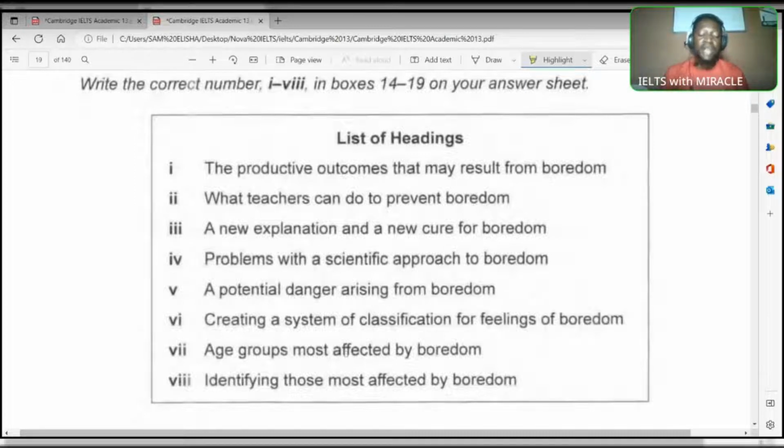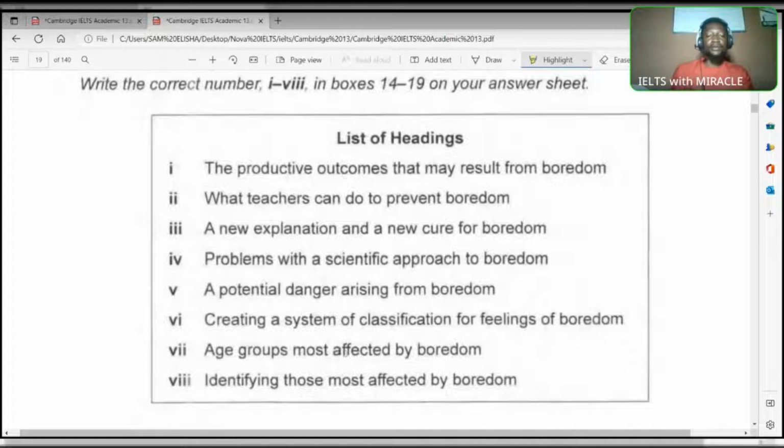The matching heading question type is the only question type in the IELTS reading test where the questions come before the passage, right? You usually will find the questions before the passage. Every other question will come after the passage. Also, it is the only question type in the IELTS reading where your answers will be in Roman numerals. So you're going to write your answers in Roman numerals.